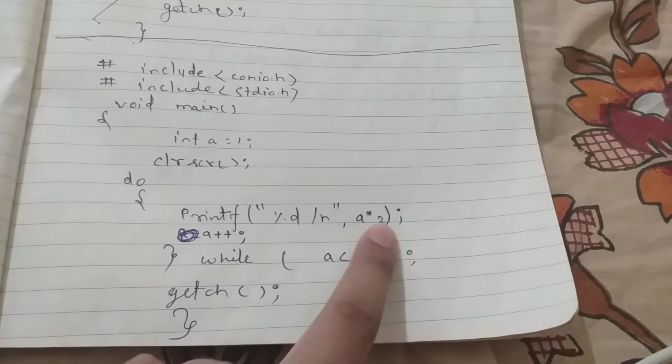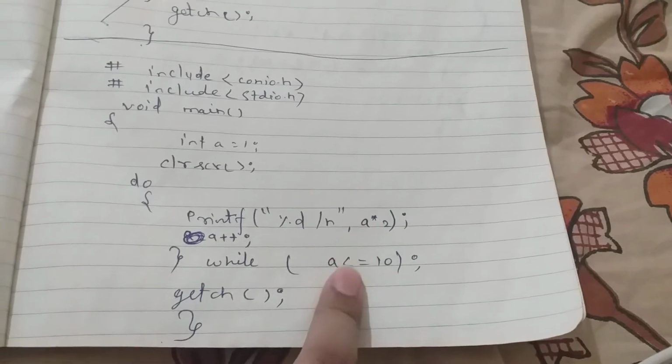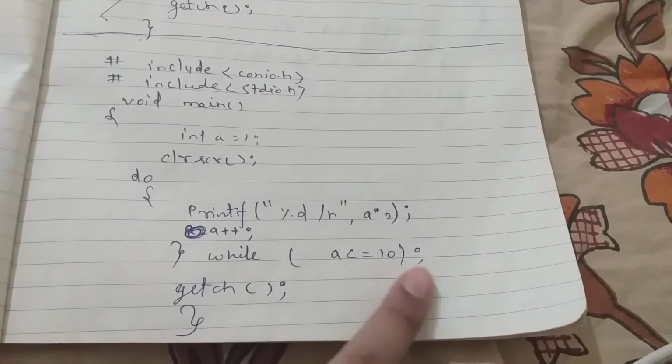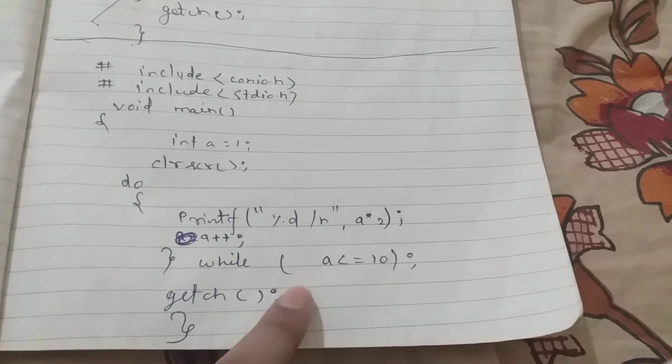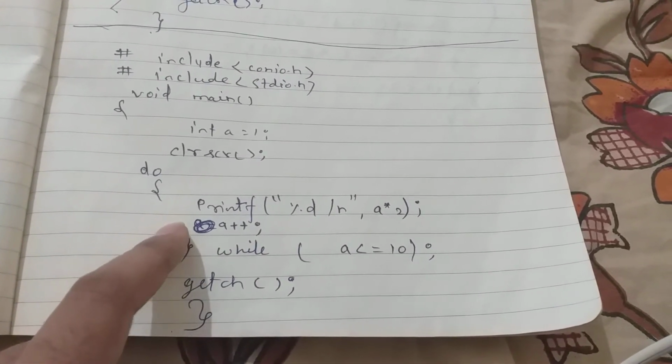10, because 2 into 10 gives us 20. So here the value of a should be less than or equal to 10, and close. So I hope that you will get it.